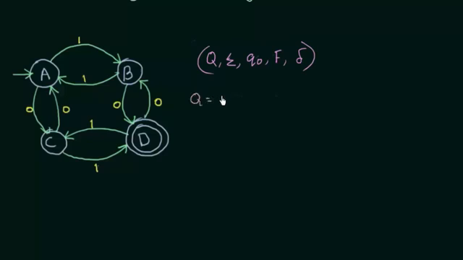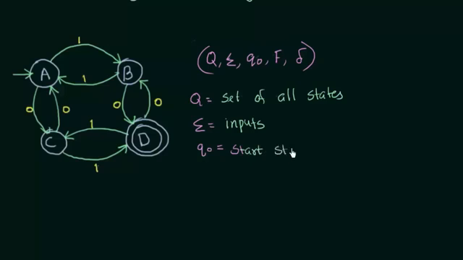First of all, we have Q. Q is the set of all states. The set of all states is known as Q. And what is sigma? Sigma is the inputs. Our inputs are represented by sigma. And then the next one is Q0. What is Q0? Q0 is the start state.